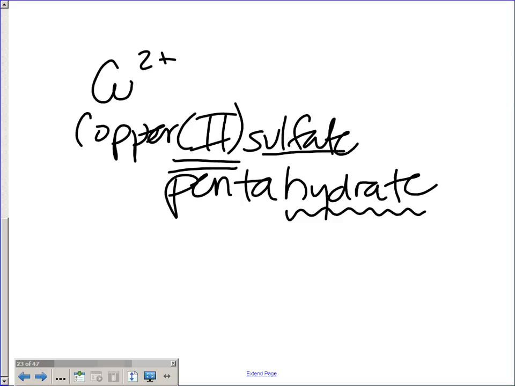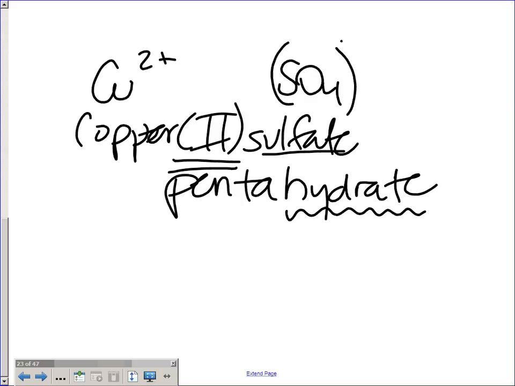Izzy, what's sulfate? It's not on the periodic table. It's not one of the ides. Remember, ide means you look at the periodic table. Ides go to the periodic table. ates are from your brain. Polyatomic ions. Anybody? SO4 what?